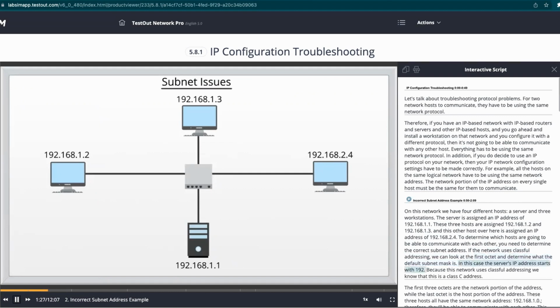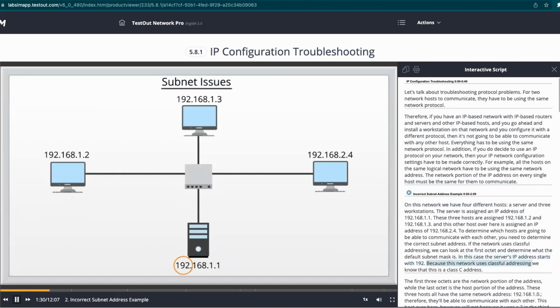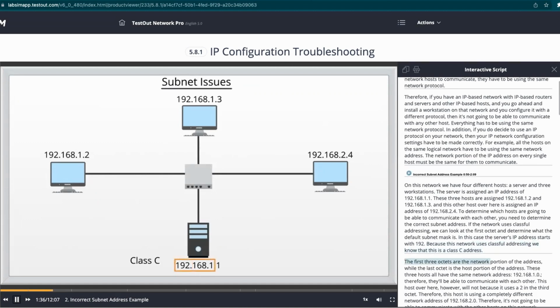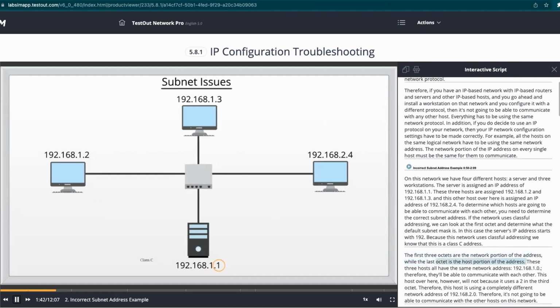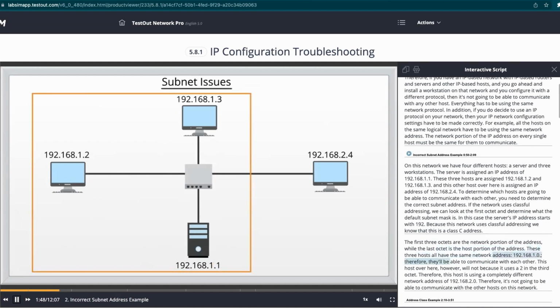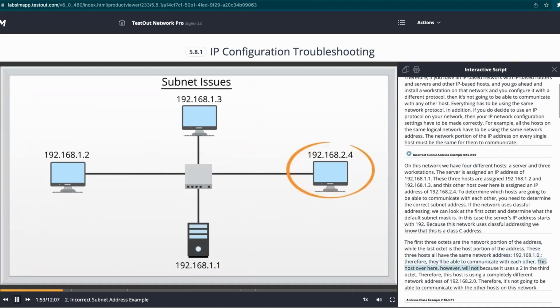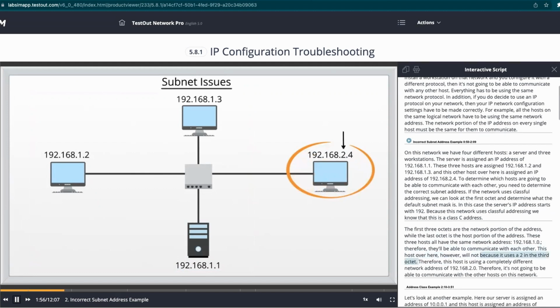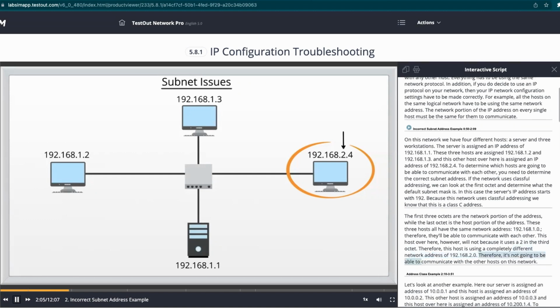In this case, the server's IP address starts with 192. Because this network uses classful addressing, we know that this is a Class C address. The first 3 octets are the network portion of the address, while the last octet is the host portion of the address. These 3 hosts all have the same network address, 192.168.1.0. Therefore, they'll be able to communicate with each other. This host over here, however, will not, because it uses a 2 in the 3rd octet. Therefore, this host is using a completely different network address of 192.168.2.0. Therefore, it's not going to be able to communicate with the other hosts on this network.